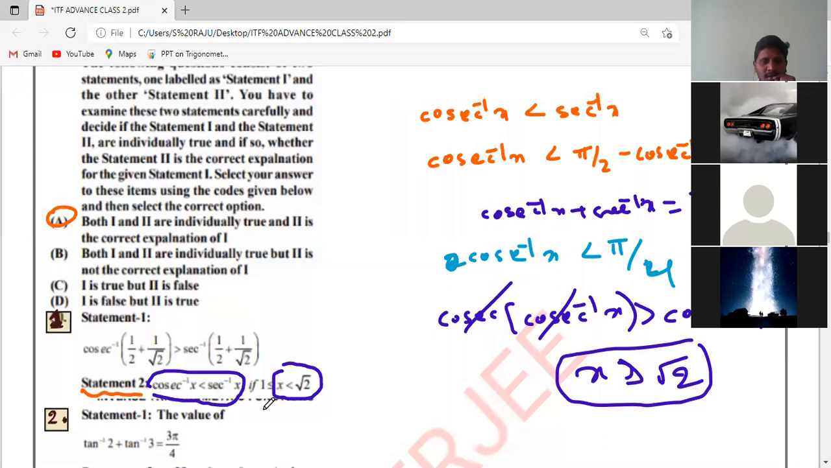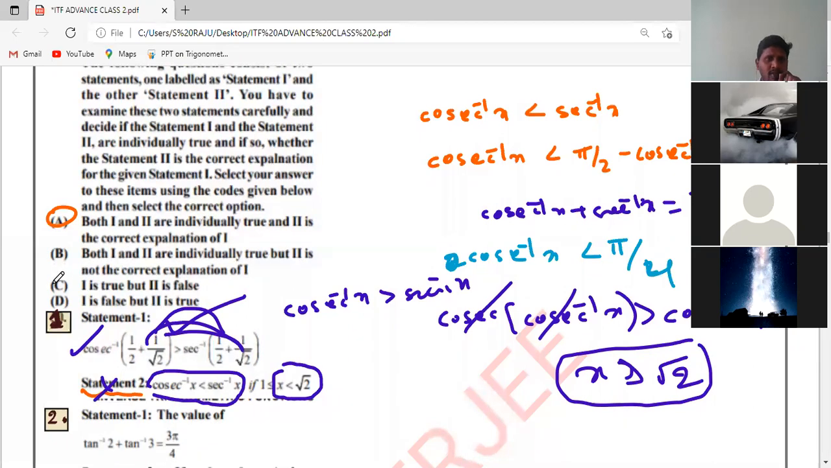Yes, students. The statement itself is wrong. So the second one is wrong. But see here, this is right. If we take the same values, and take cosecant inverse x greater than secant inverse x, definitely you are going to get the correct option. So this is absolutely wrong. Statement 1 is correct, statement 2 is wrong. So option C is correct. So the first one is C.